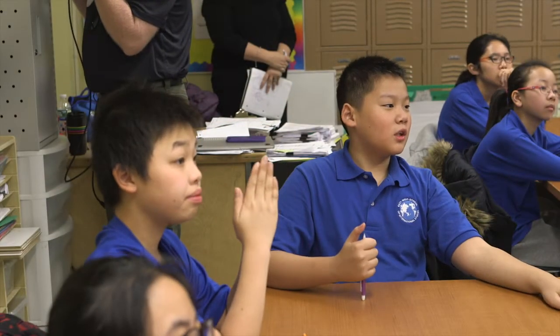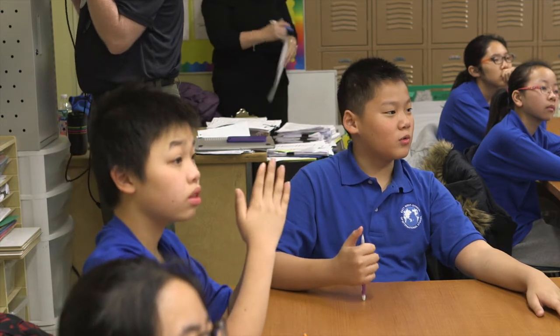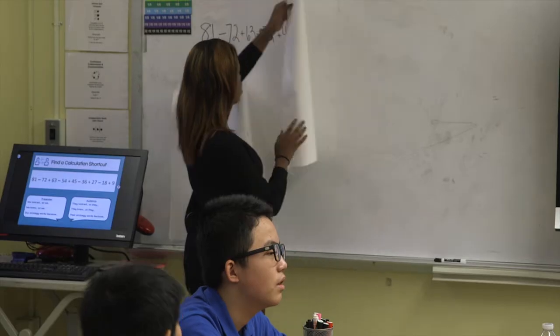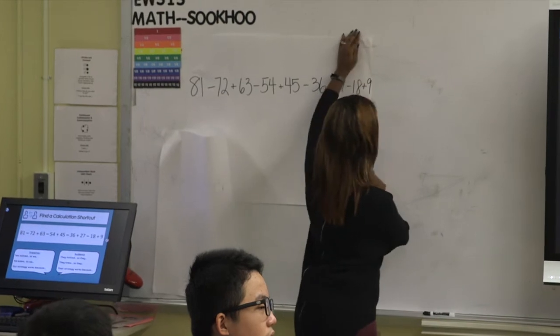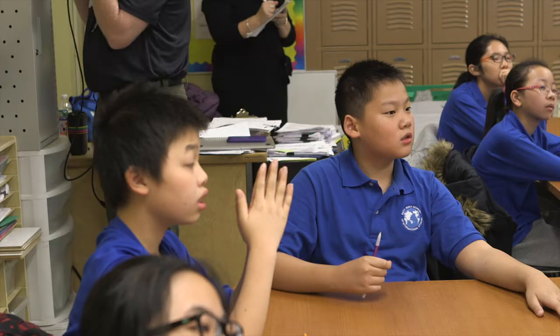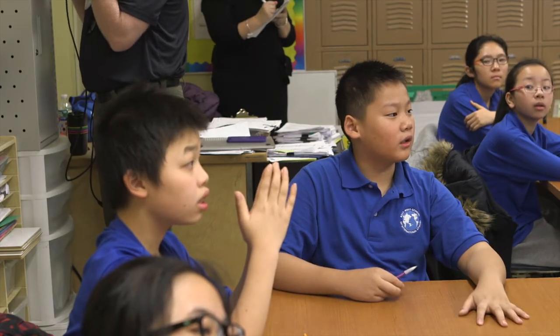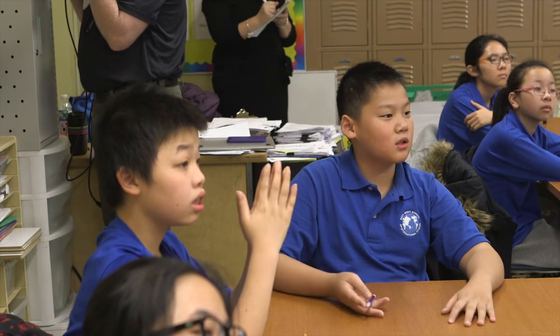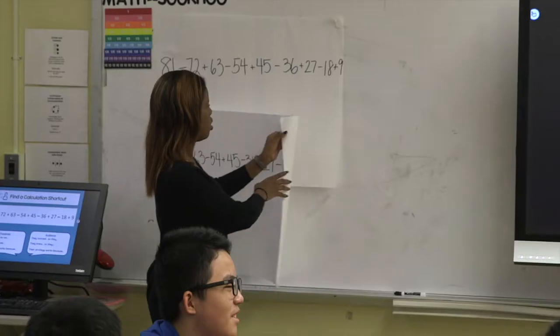We noticed they were all multiples of 9, so we could divide them by 9. Okay, so you noticed they were all multiples of 9, so then how did that help you actually evaluate? So we could divide all of them by 9, and then we could just add and subtract them easier.